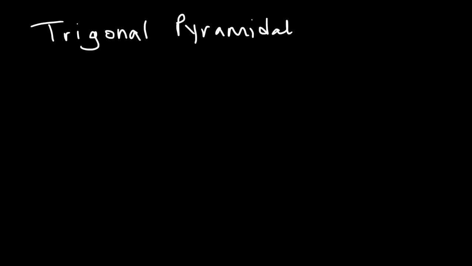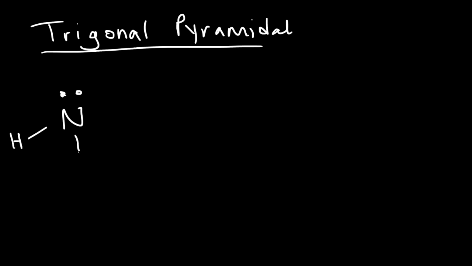Now, going back to the trigonal pyramidal structure, there's one other thing I need to mention, and that is the bond angle. I'm going to use ammonia as an example. So the bond angle for ammonia, make sure you know this because it's a common test question, is about 107 degrees. And so that's it for the trigonal pyramidal structure. Just want to mention that before I forgot it.